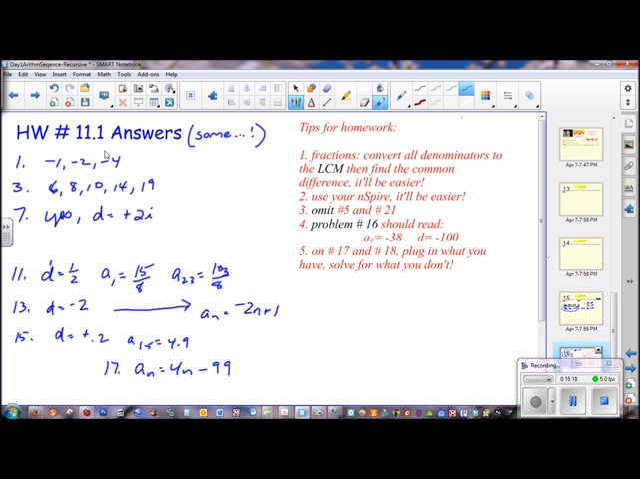Okay, a few things. Please, when you start your homework sheet, write down some of these things that you have on the right-hand side of the screen here so that you're not doing more than you need to.